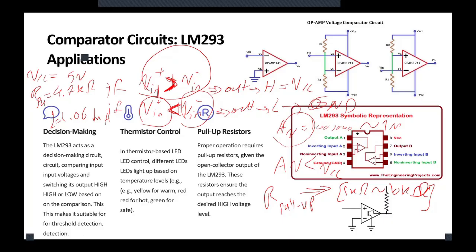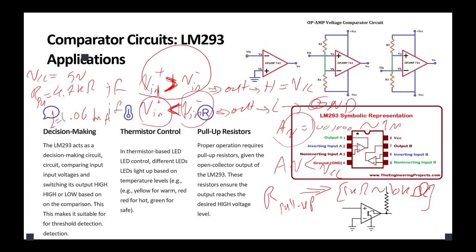But wait. What if the temperature is hovering near the threshold? The comparator might keep switching on and off rapidly because of a tiny fluctuation. That's where hysteresis comes in. We add a resistor from the output back to the non-inverting input that creates a tiny positive feedback loop. So now we get two thresholds, one for turning on, one for turning off.